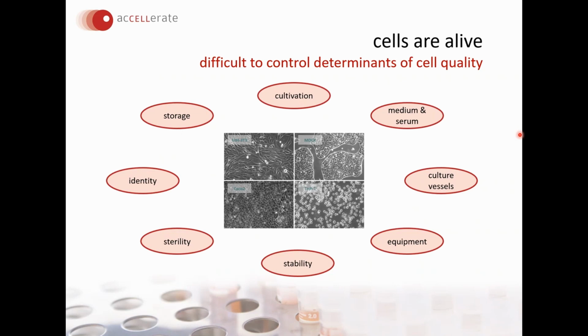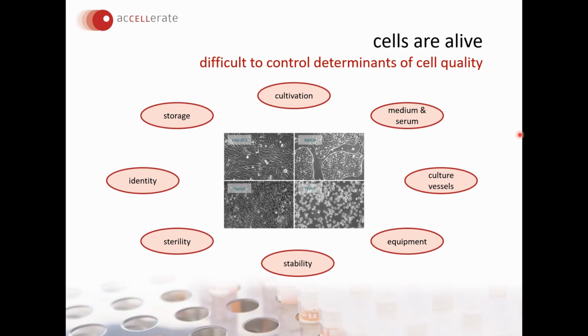There are various factors which influence the culture, which is the stability of the cells, basically the aging, the passage number. The more you passage the cells, the more likely it is that the cells might change their properties. And of course also sterility and identity, absence of any kind of contamination, even cross-contamination from other cells, and also the storage of the cells has an impact.